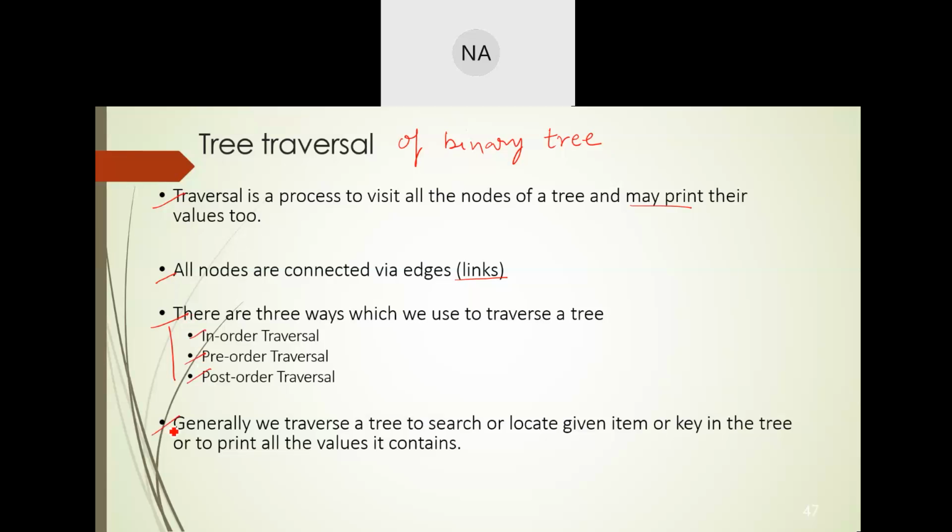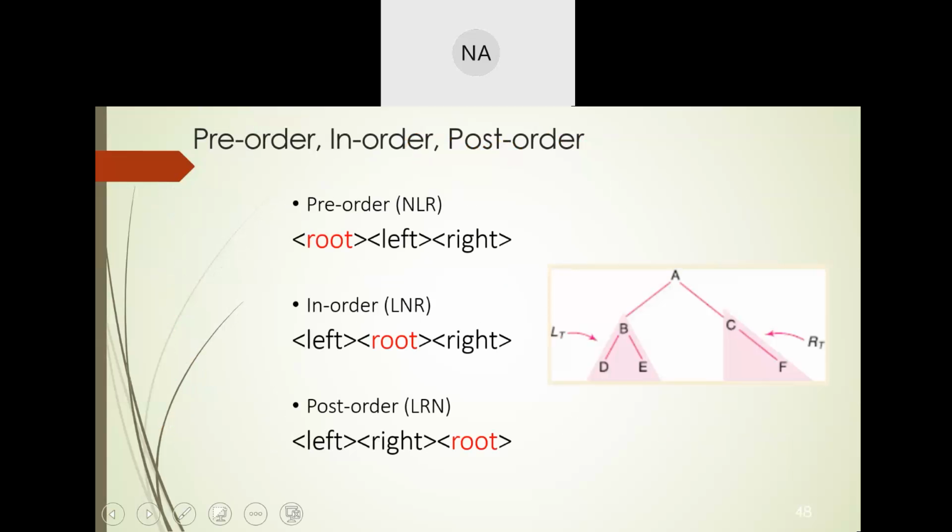Generally we traverse a tree to search or locate a given item or key in the tree, or to print all the values it contains. So the purpose may be different depending on the application. So pre-order, in-order, and post-order, these are three traversal algorithms, right?